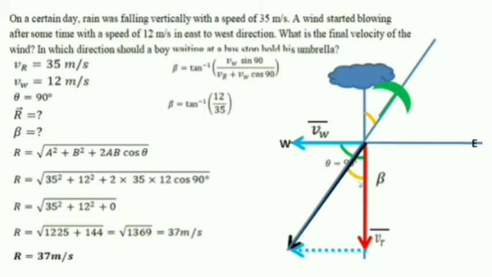So if you put the value, you will get beta is equal to tan inverse 12 by 35, because sine 90 is 1 and cos 90 is 0, so you don't need to put anything out here. So it will be 12 by 35. So the boy should hold the umbrella at an angle tan inverse 12 by 35 towards the east.